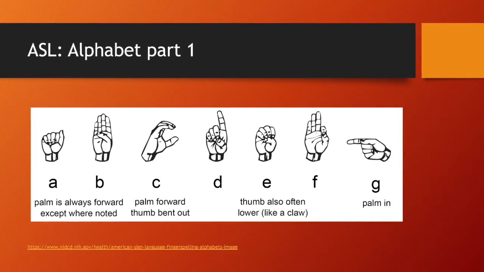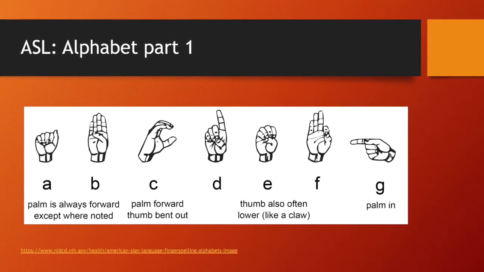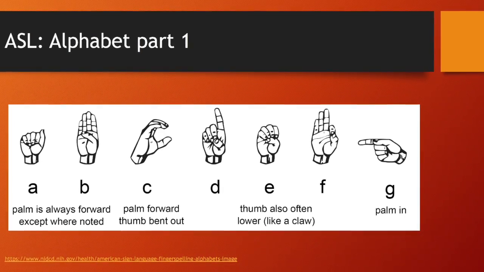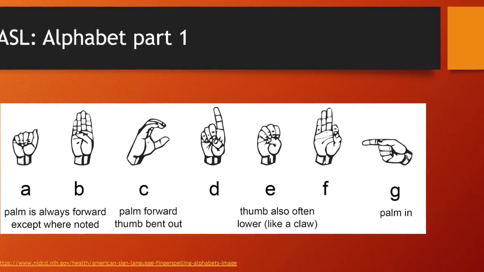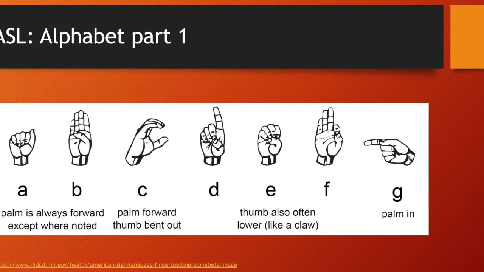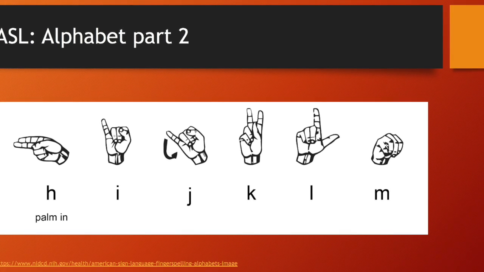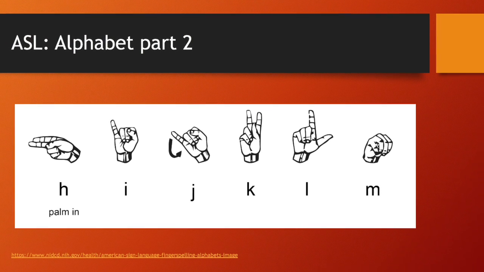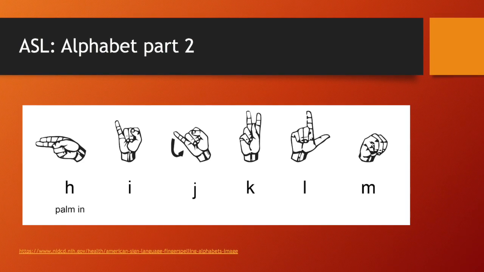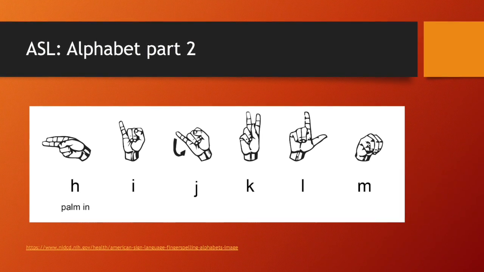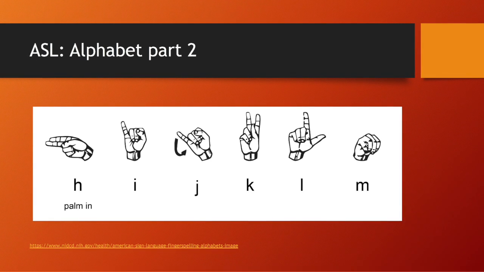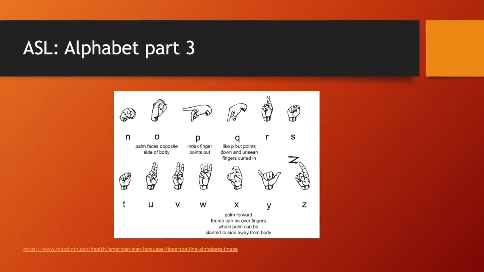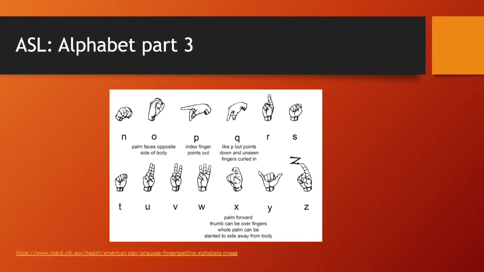These images are from the ASL alphabet. This is part 1, letters A through G. Part 2 is letters H through M. Part 3 is letters N through Z. All of these images include directions for hand movements and motions.